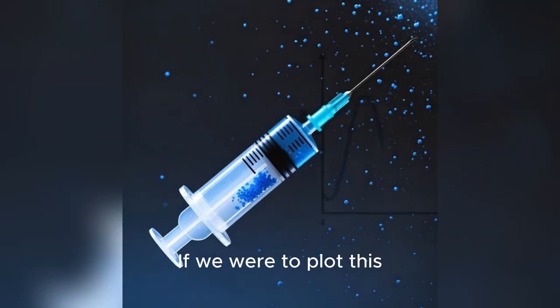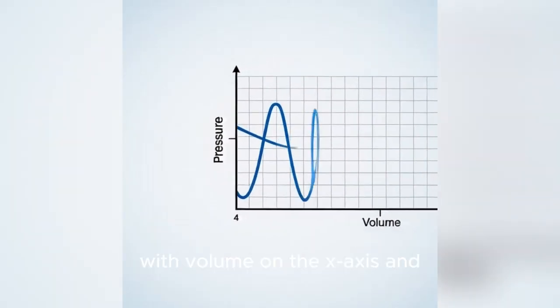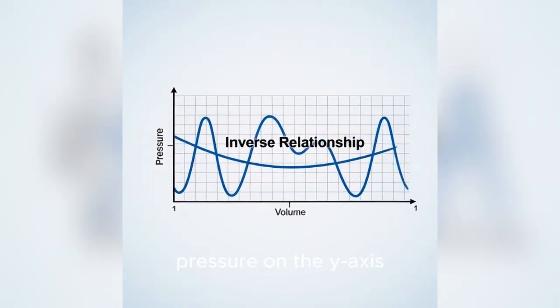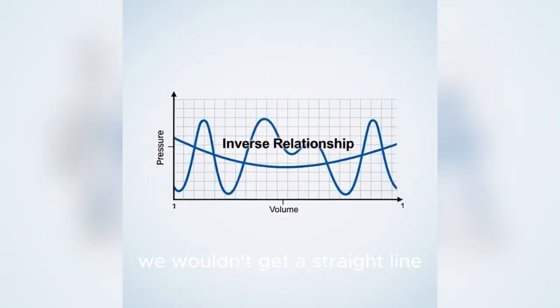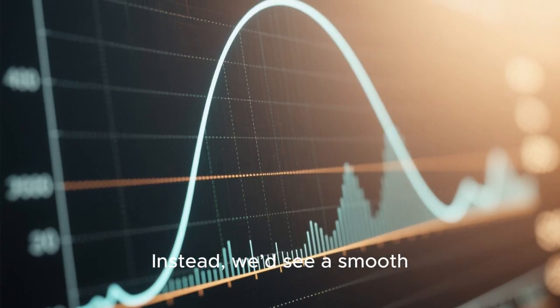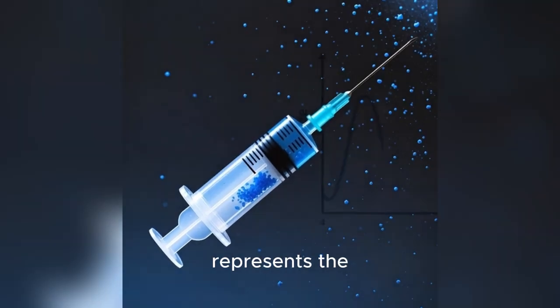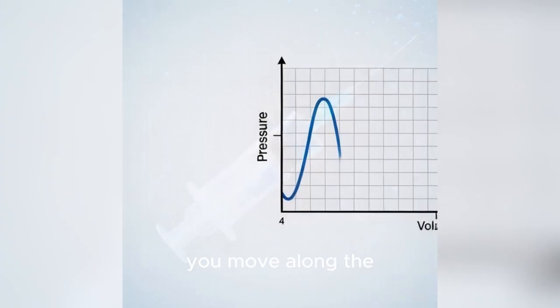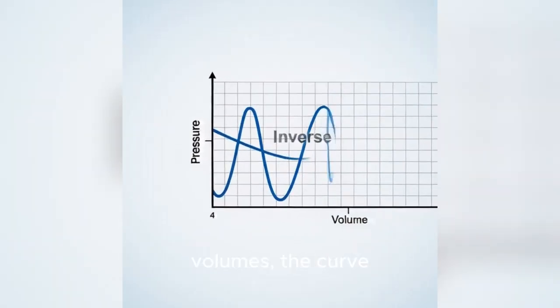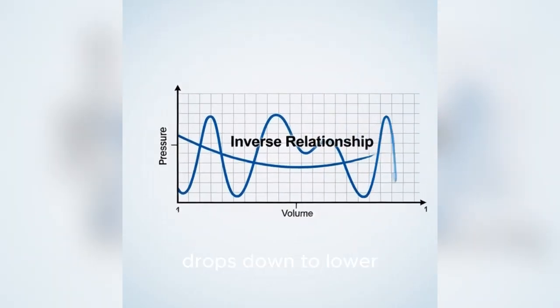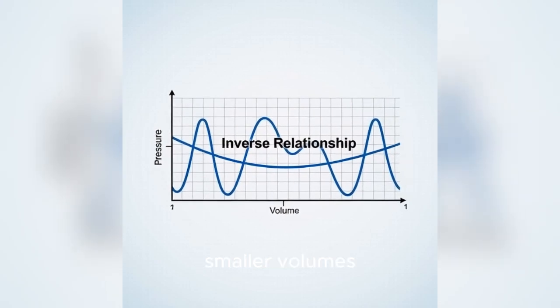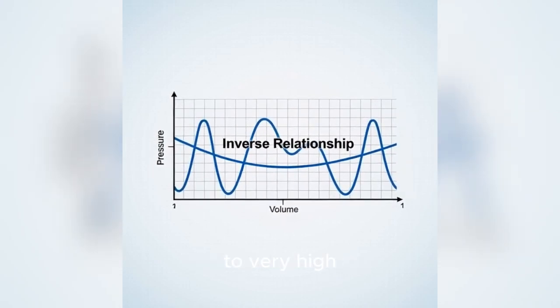If we were to plot this relationship on a graph with volume on the x-axis and pressure on the y-axis, we wouldn't get a straight line. Instead, we'd see a smooth curve called a hyperbola. This curve visually represents the inverse relationship. As you move along the x-axis to higher volumes, the curve drops down to lower pressures, and for smaller volumes, the curve shoots up to very high pressures.